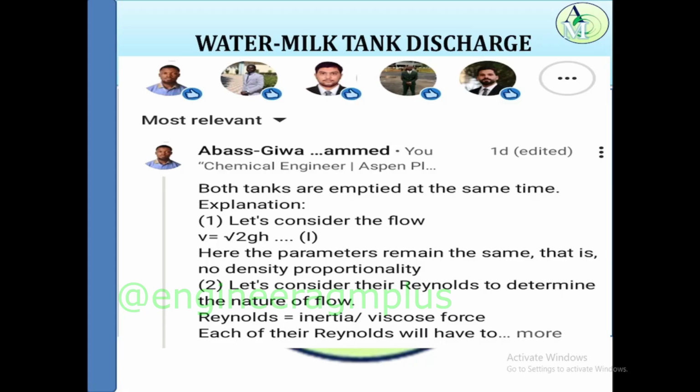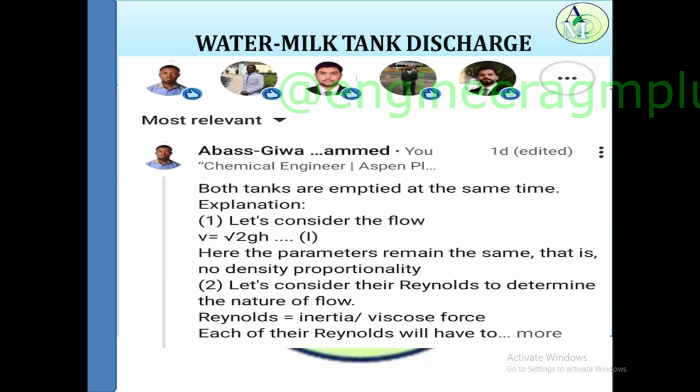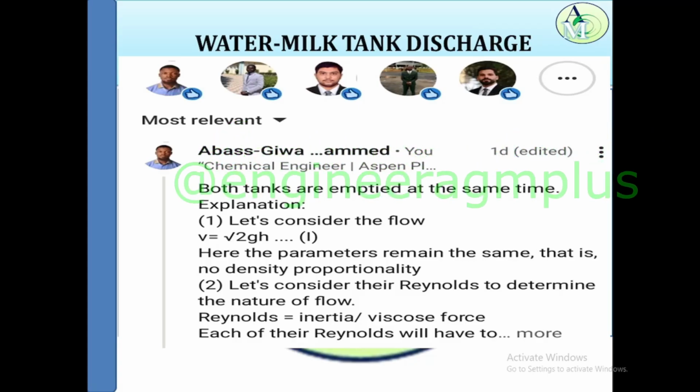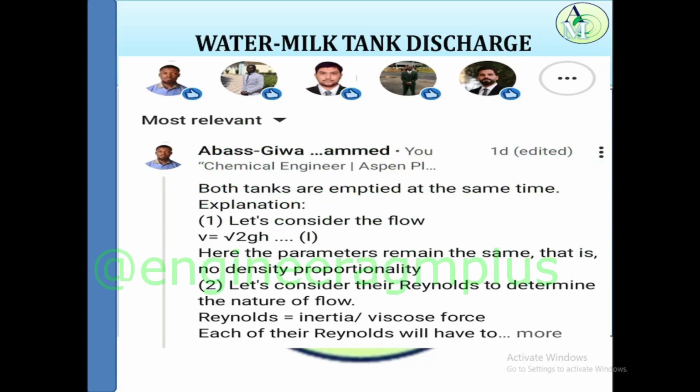So in that case, we may say one liquid may be drained out of the tank faster than the other. Since we have V is equal to root 2GH and they both have the same head and acceleration due to gravity is constant, therefore they will both be drained at the same time.